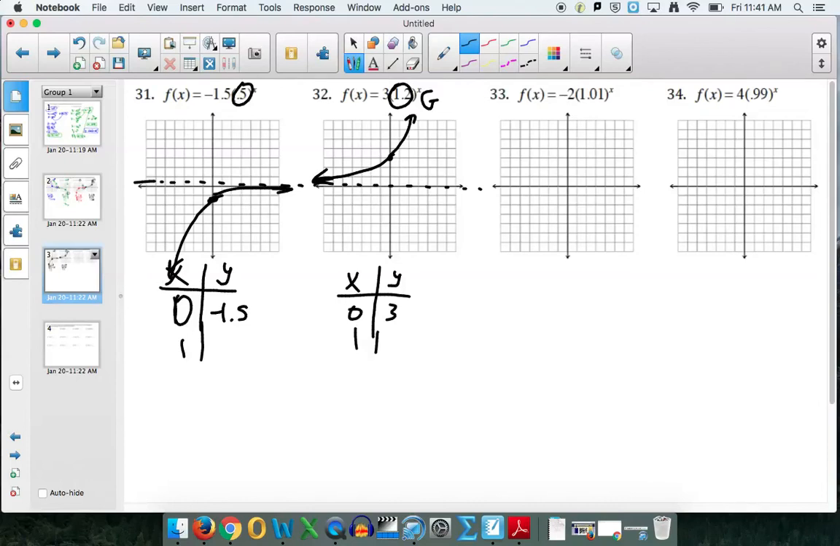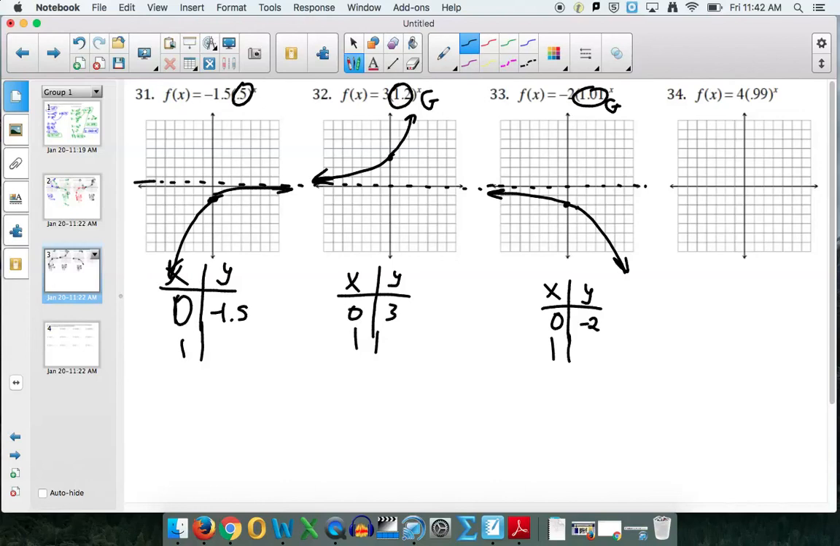33, when x equals 0, we get a y value of -2, horizontal asymptote. And then what about x equals 1? If we take -2 and multiply it by 1.01, it's just going to be a little more negative. So it's going to be slightly below that -2, somewhere down in here. This is going to keep on dropping into those negatives. So by multiplying by 1.01, this is going to be growth. This is going to grow away from that x-axis, which means on the left side is where it decays toward it.